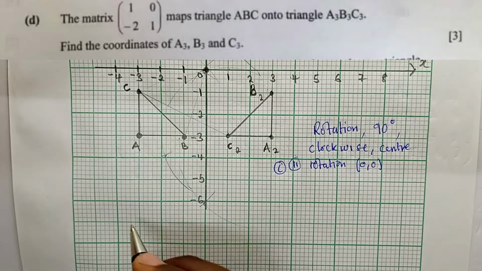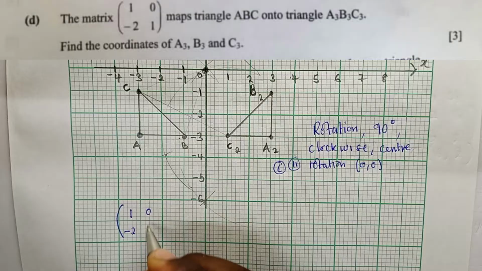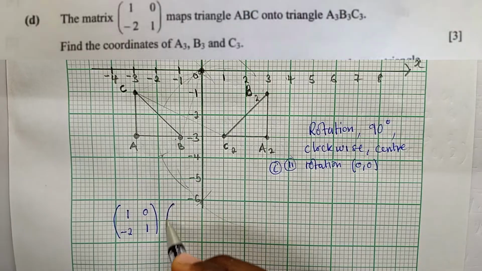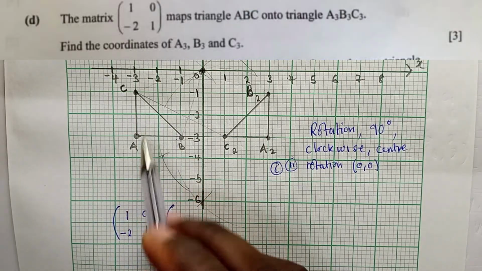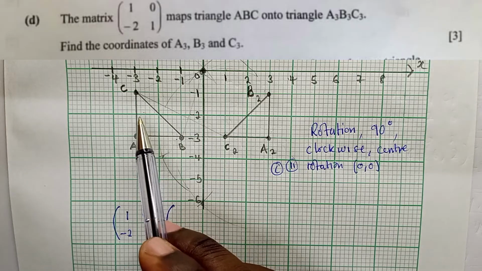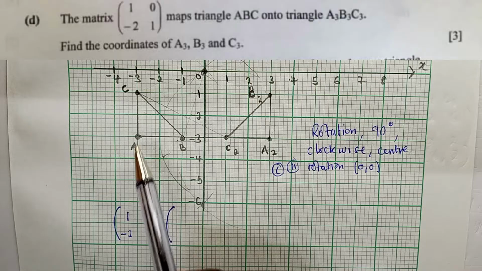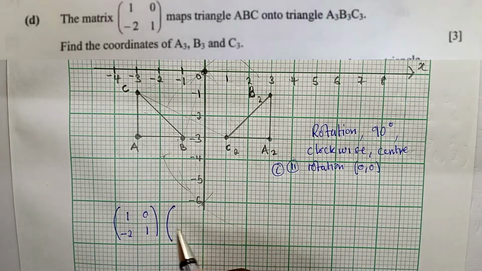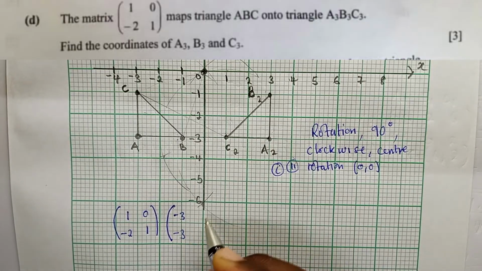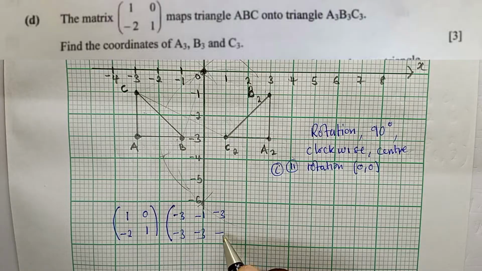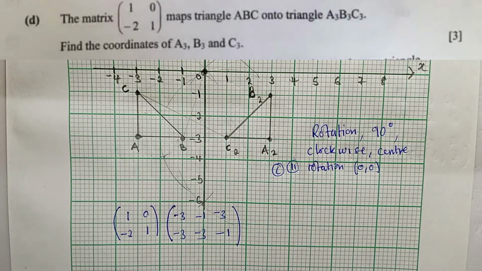Question D, the matrix (1, -2; 0, 1) maps triangle ABC onto triangle A3, B3, C3. Find the coordinates of A3, B3, and C3. So what we're going to do here is get the coordinates of the original triangle, because they have said this matrix maps this triangle onto triangle A3, B3, C3. So just get the coordinates of this triangle, which are A is (-3, 3), B is (-1, -3), C is (-3, -1). Once you get the coordinates there, you start multiplying.